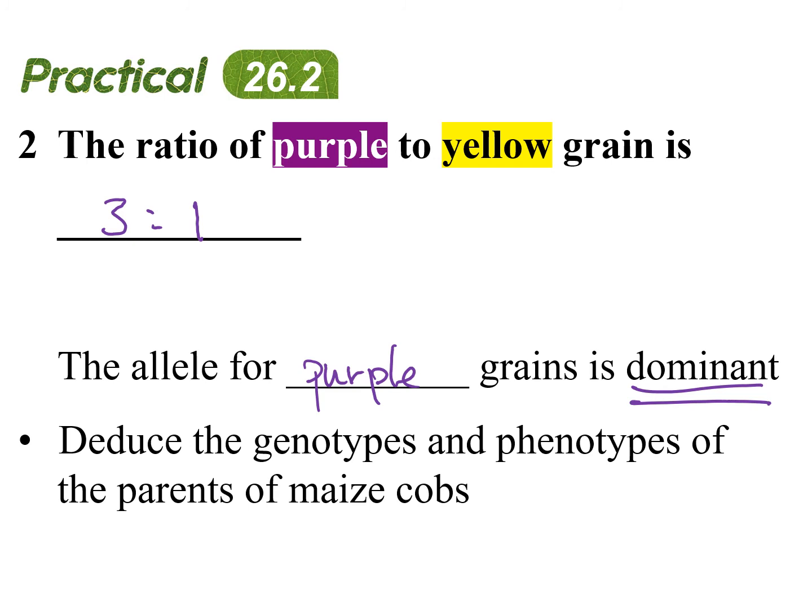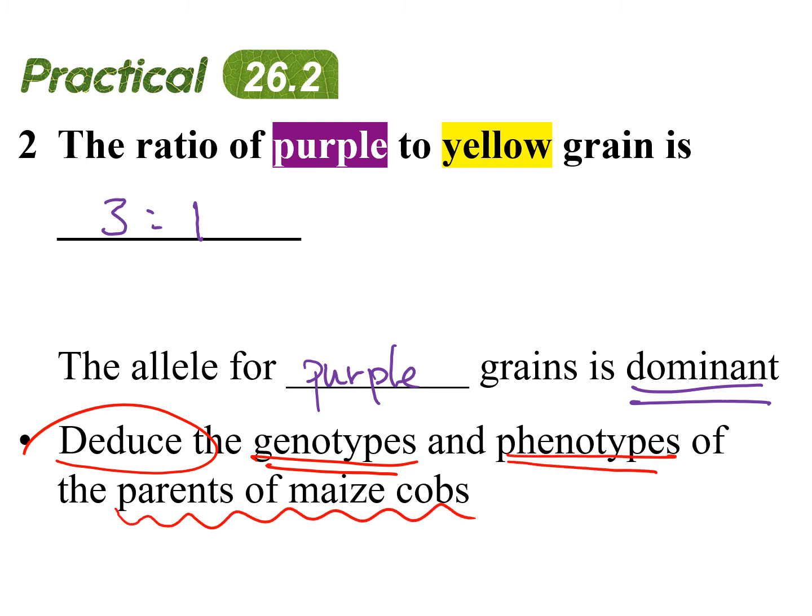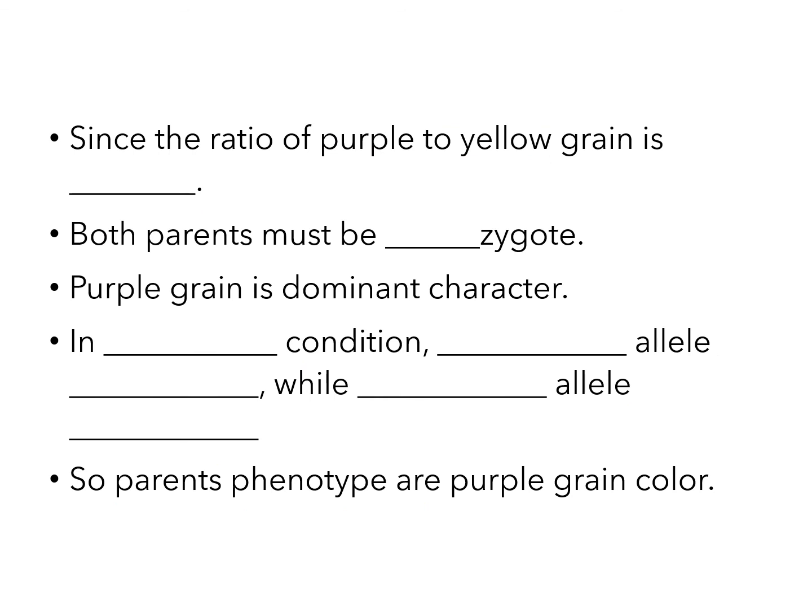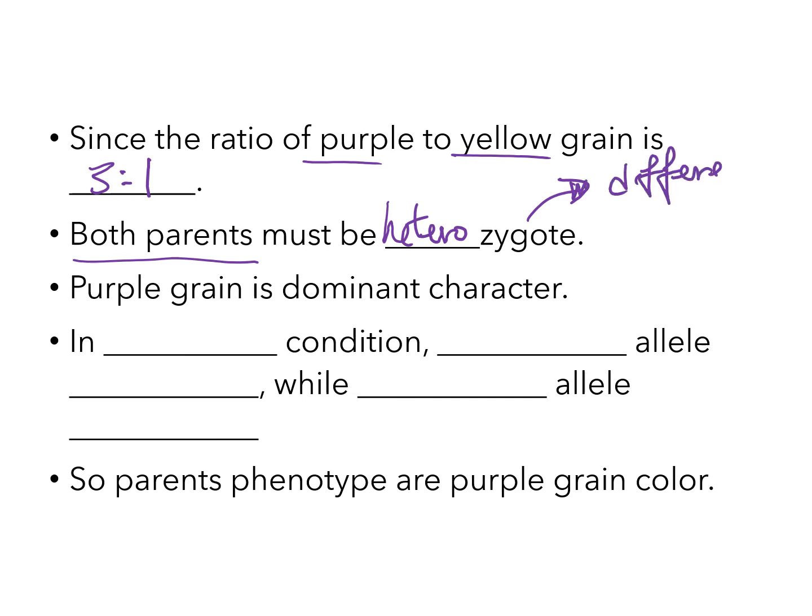Now, I would like you to deduce the genotype and phenotype of the parents of the maize crop. From the last slide, you know that for the ratio of purple to yellow, it should be 3 to 1. And you learned about the 3 to 1 ratio in the genetic diagram before. For both parents, if you need to get the 3 to 1 ratio, both parents, they must be heterozygote. Alright, so heterozygotes, that means they have different allele, such as the big D and small d together.